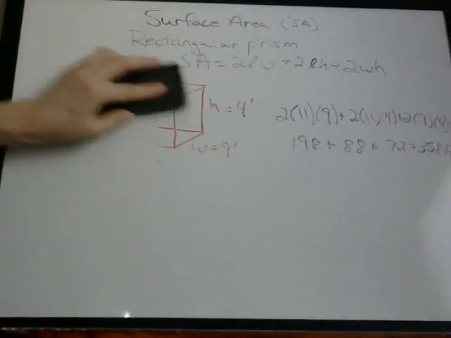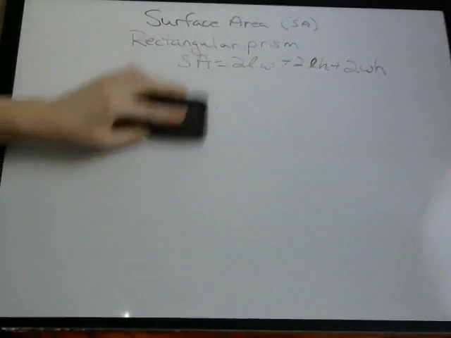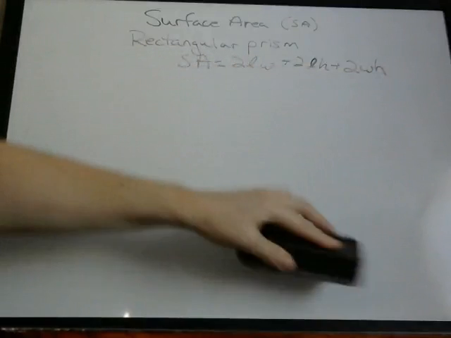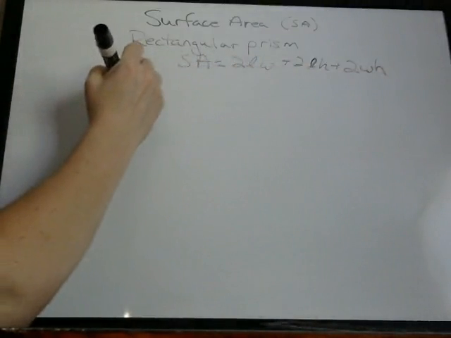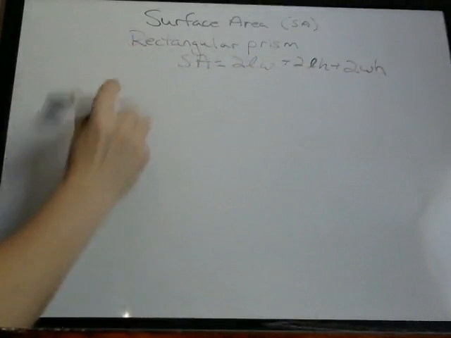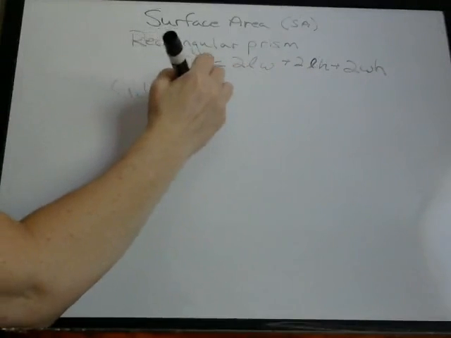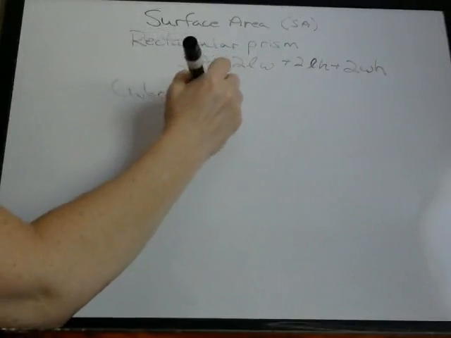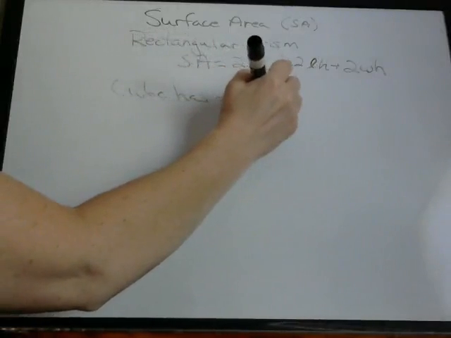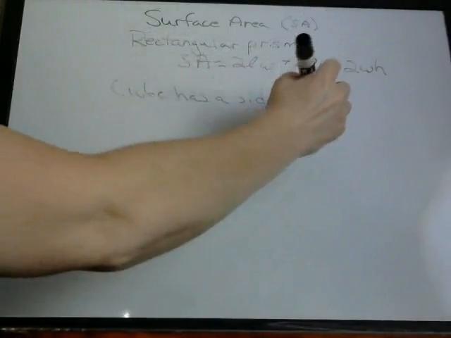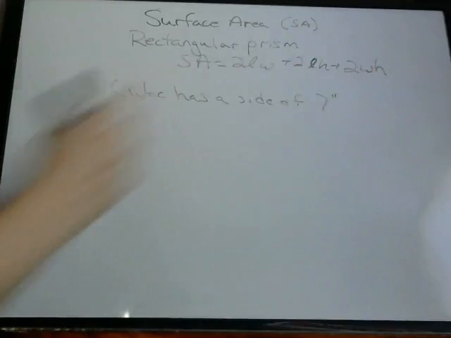Let's do another problem. And here, they may get a little bit tricky and just tell you, let's say they tell you a cube has a side of 7 inches. What is the surface area?